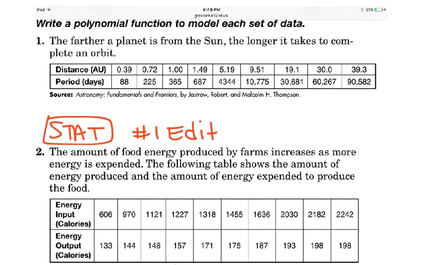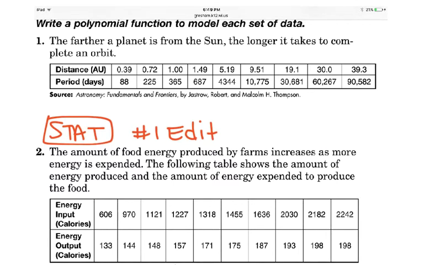Sometimes people accidentally clear out the lists, or they do something else with the calculator. If you have information already in the lists, then what you're going to do is clear it out by putting the cursor on L1, pressing clear and down. Do the same thing with L2. If you already have information in L2, put the cursor on L2, press clear and down, and it'll be all gone.